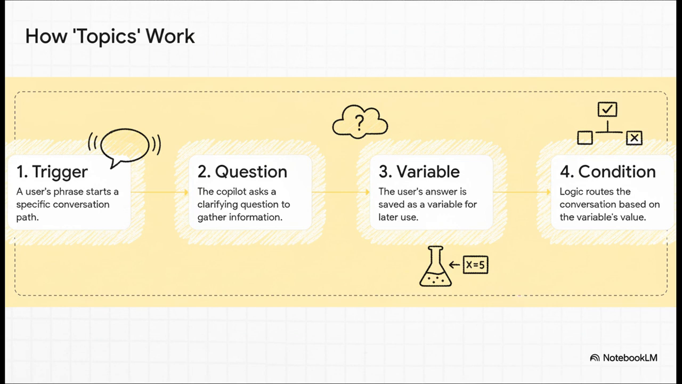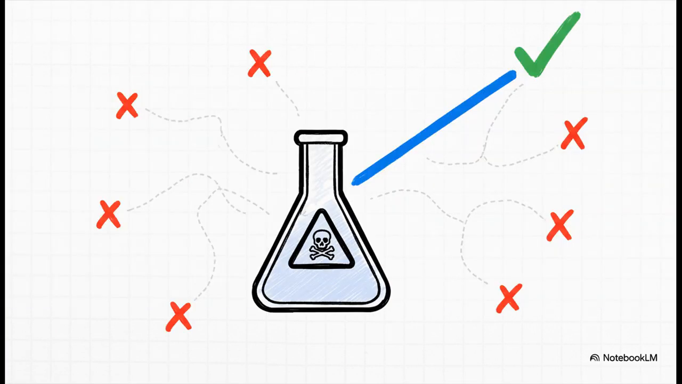A certain word or phrase from a user, like emergency, triggers a specific conversation path. The Copilot can then ask clarifying questions, save the user's answers, and then use some basic logic to figure out the next step. It's kind of like a choose-your-own-adventure story, but for a business process. And for some situations, this isn't just nice to have, it's absolutely essential.